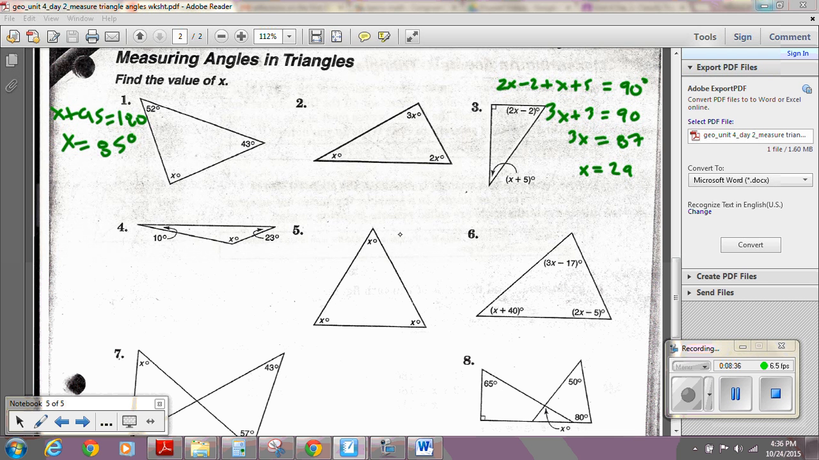On number 5, x happens to be every single angle in the picture, which means it's equiangular. So that means x plus x plus x equals 180. In other words, 3x equals 180. So that means x has to be 60 degrees. So whenever it's equiangular, it's always going to be 60 degrees, just FYI.